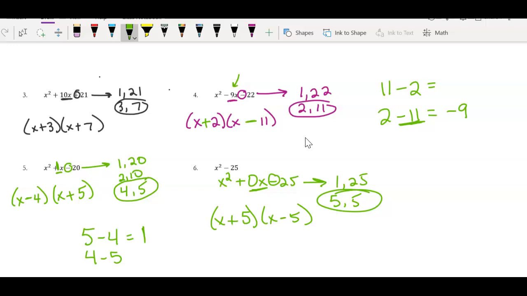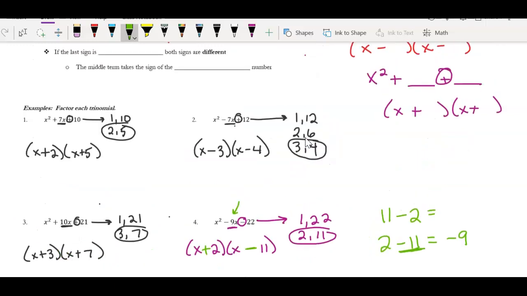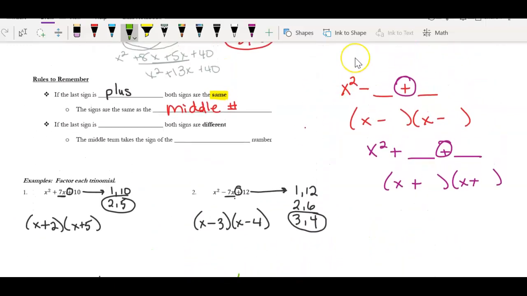Okay? All right, so now let's look at the last rule here. If the last sign is a minus, then the signs are different, and the bigger number takes the sign of the middle number. Okay. All right, that's it. But remember, follow this process. List your factors in order. Figure out if you have to add or subtract to get the middle number.